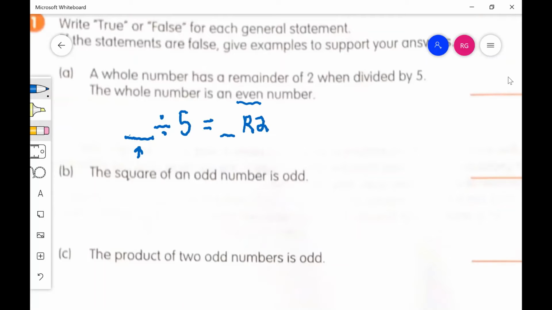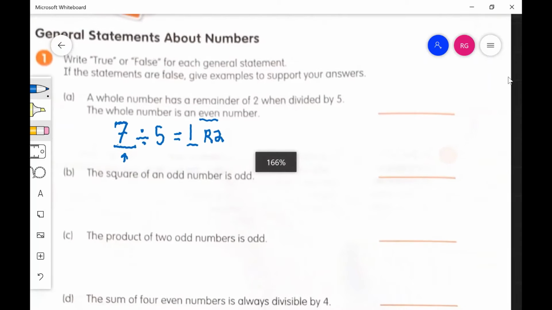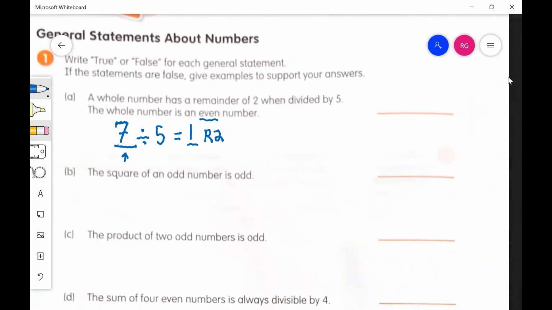6 divided by 5 is 1 remainder 1, right? Ooh, did someone say 7 out there? I think I heard 7. Yes, you are correct. So you could take 7 divided by 5 equals 1 remainder 2. Okay, so is that a whole number that has a remainder?